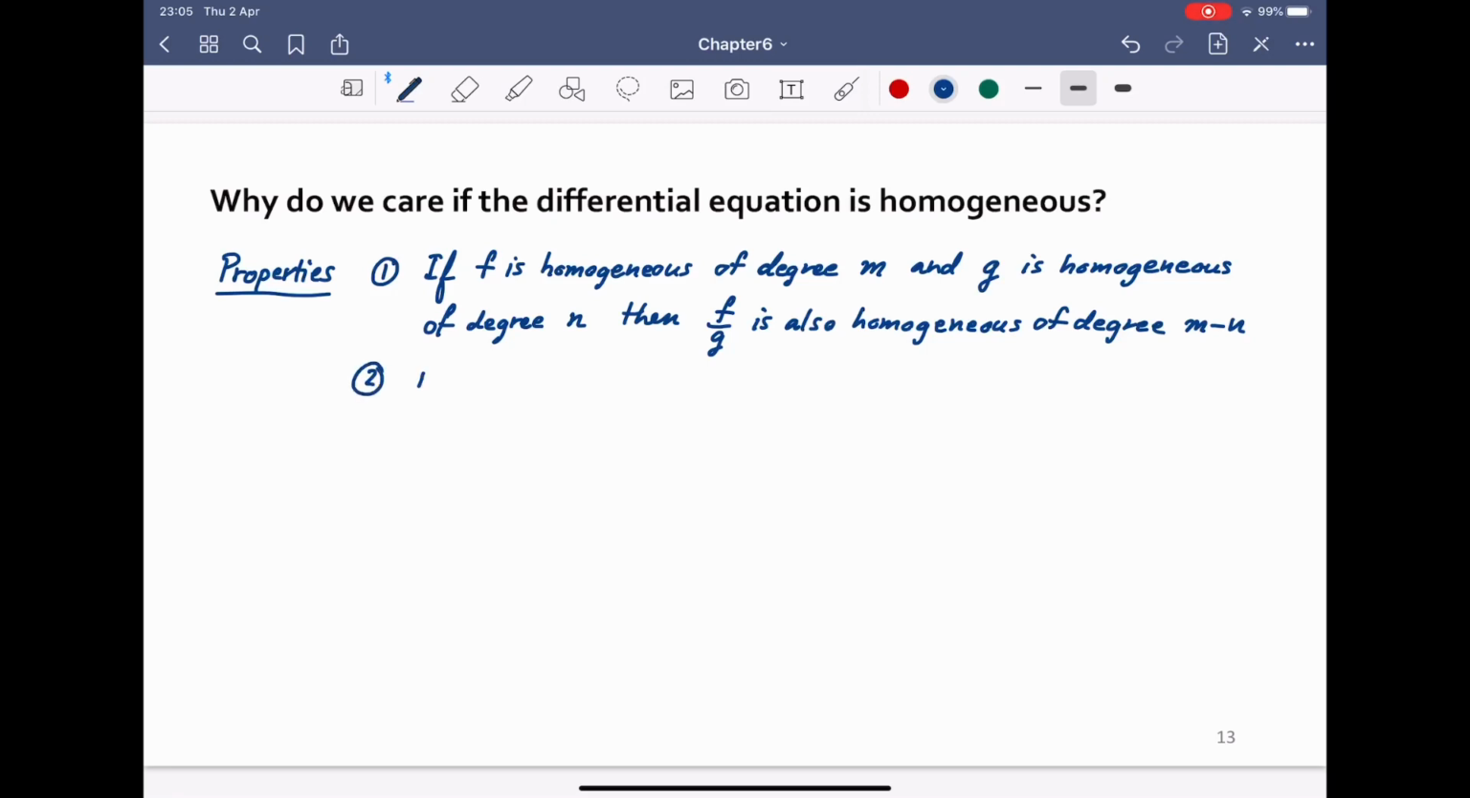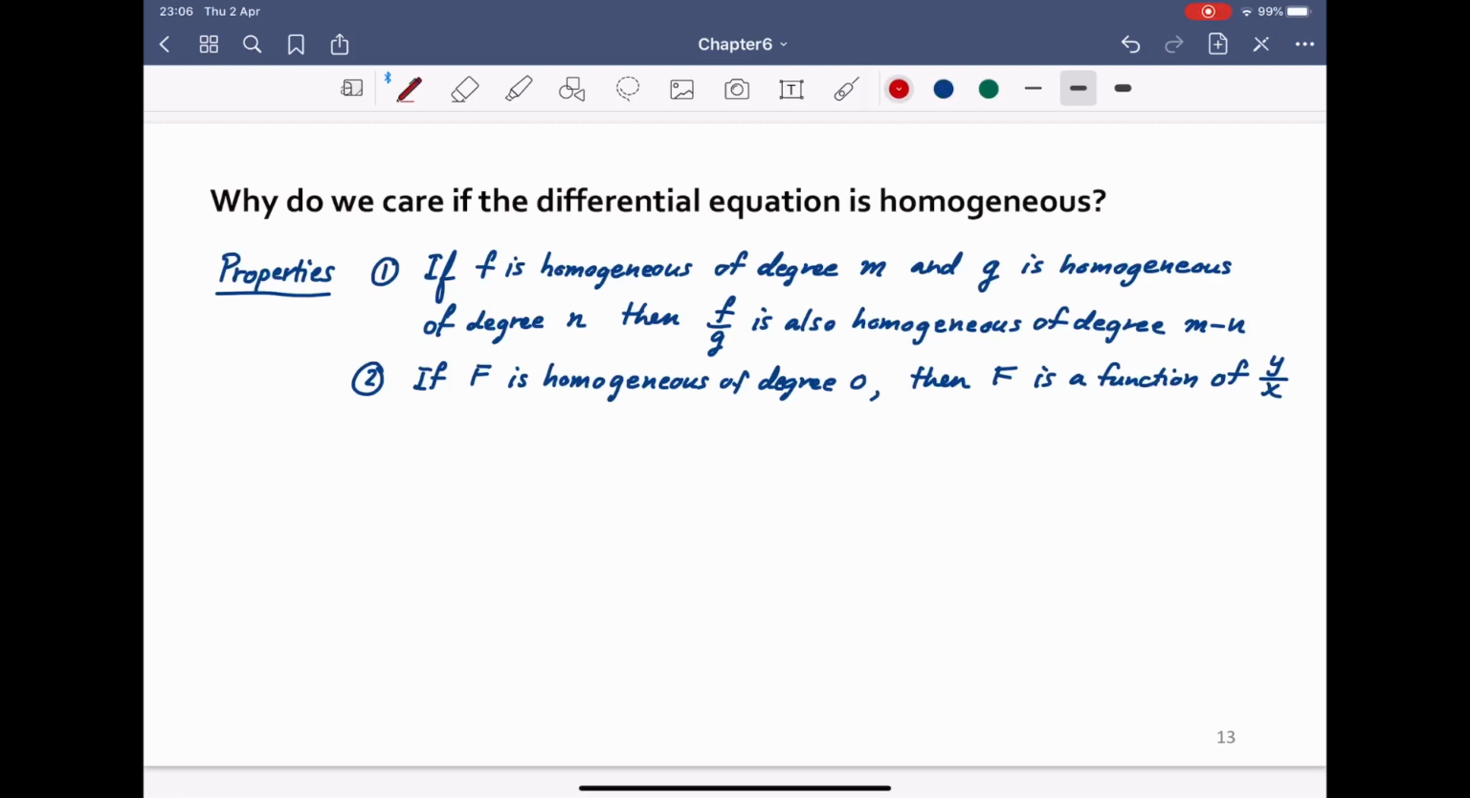Property number 2: if I have a function f that is homogeneous of degree 0, then f is a function of y over x. I'm not going to prove these two properties, but we are going to use them to build up the idea of how to solve homogeneous differential equations.